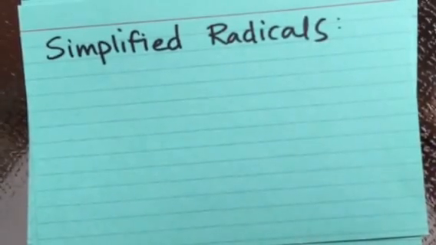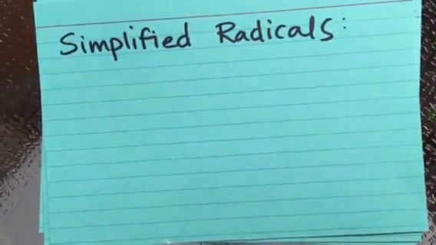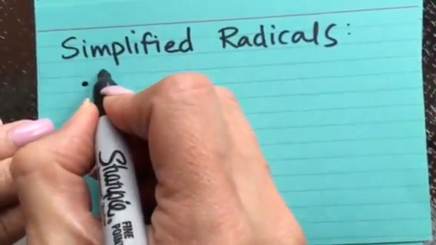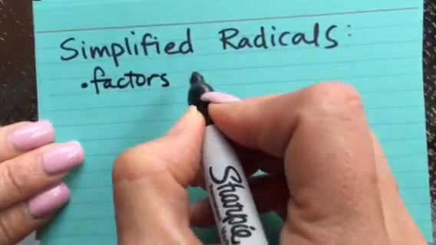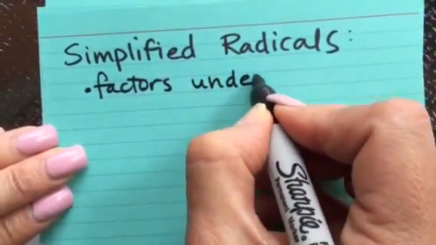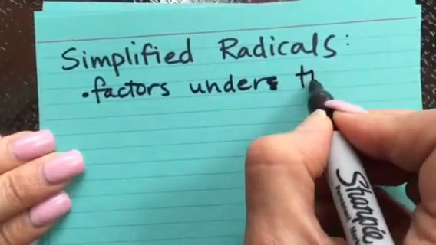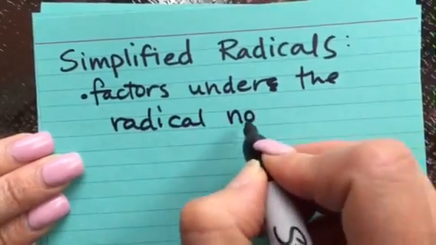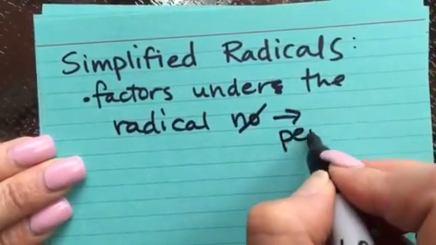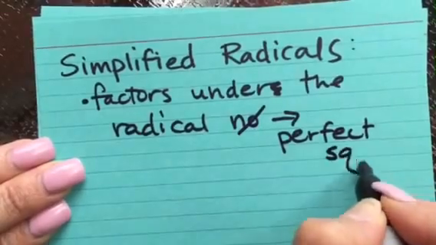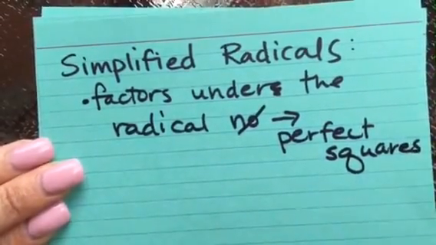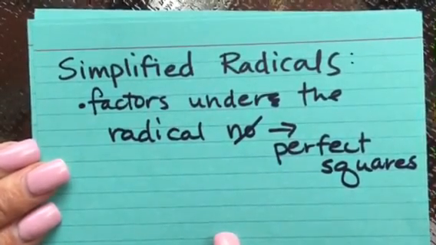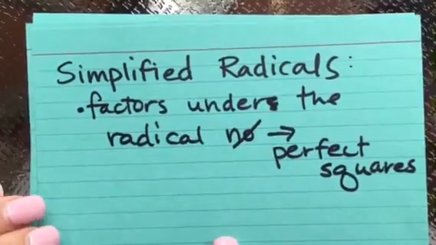Okay, so when we're talking about simplifying a radical, there's a couple of things that we want not to appear. We don't want to see any factors under the radical that are perfect squares. So anytime we have a factor that's a perfect square, we need to remove it. And we do that using the method we just talked about above, that multiplication property.